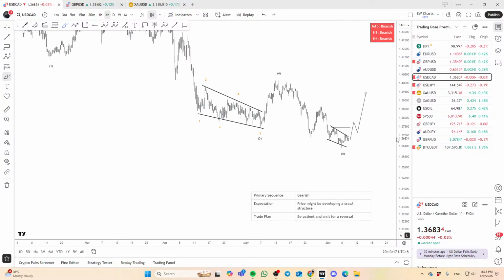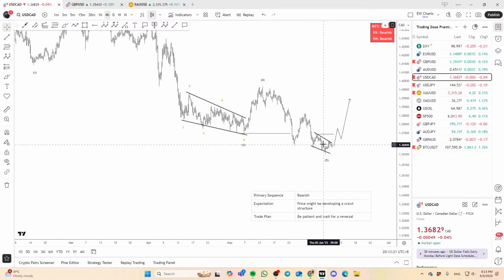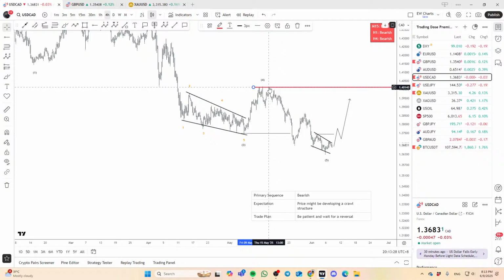I mean, the high time frame looks pretty clear in terms of what structure we are looking at and focusing on. This is potentially the fifth wave as well. If there's a fifth wave, then there's a good chance that the pullback may come up to where the wave 4 structure is at 1.40.